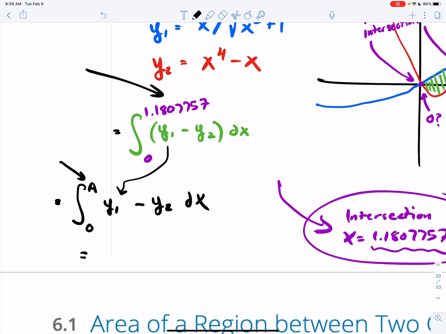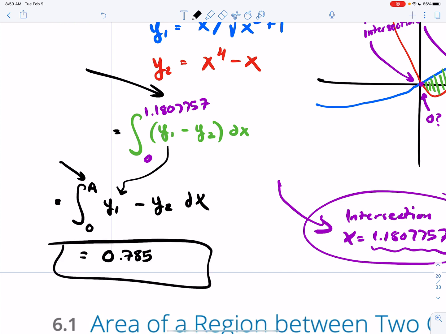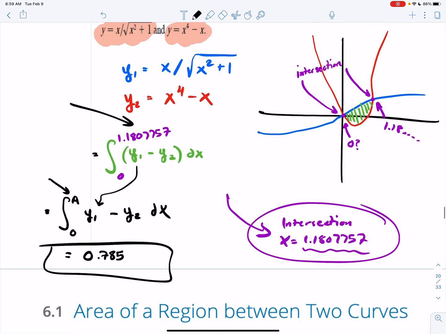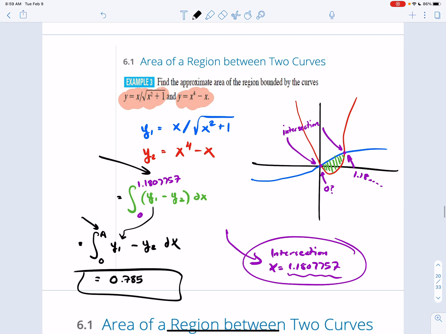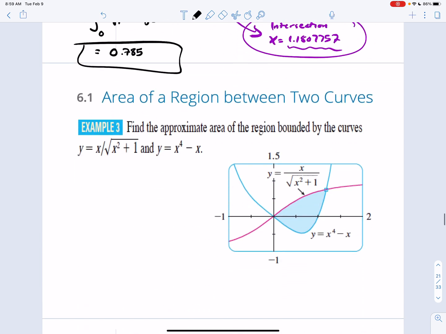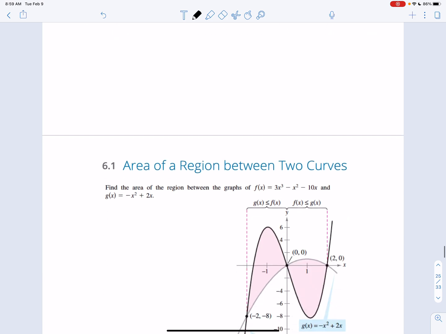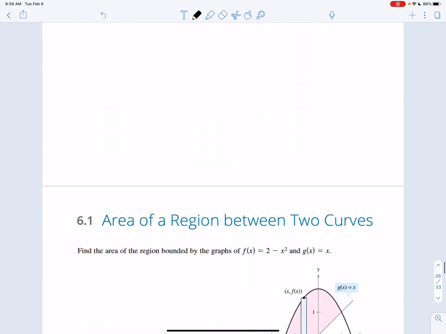Okay, so if you did this right, you should get 0.785 rounded. If you didn't get that, please do let me know, okay? So again, it's setup and answer. You just got to know how to efficiently use that calculator, all right? Okay. We're running out of time here.